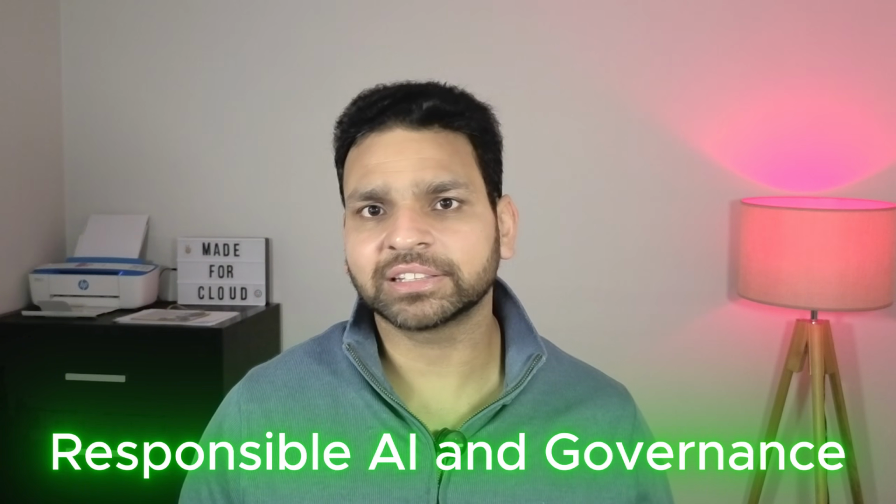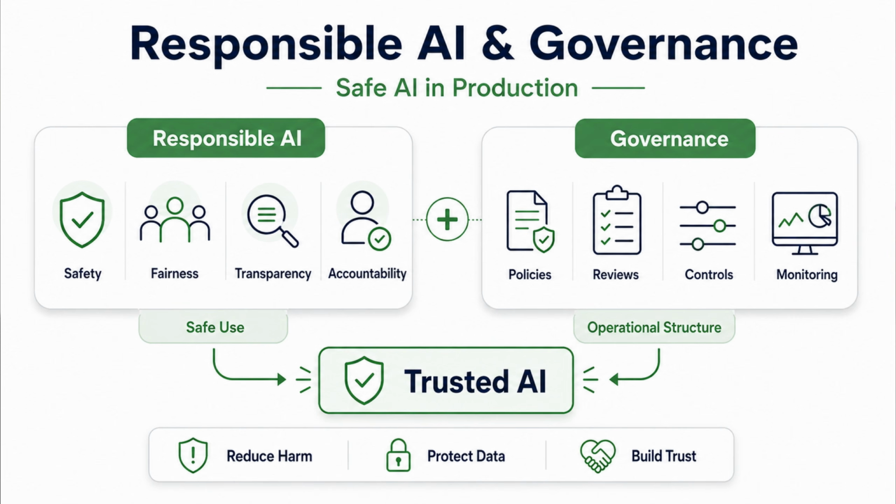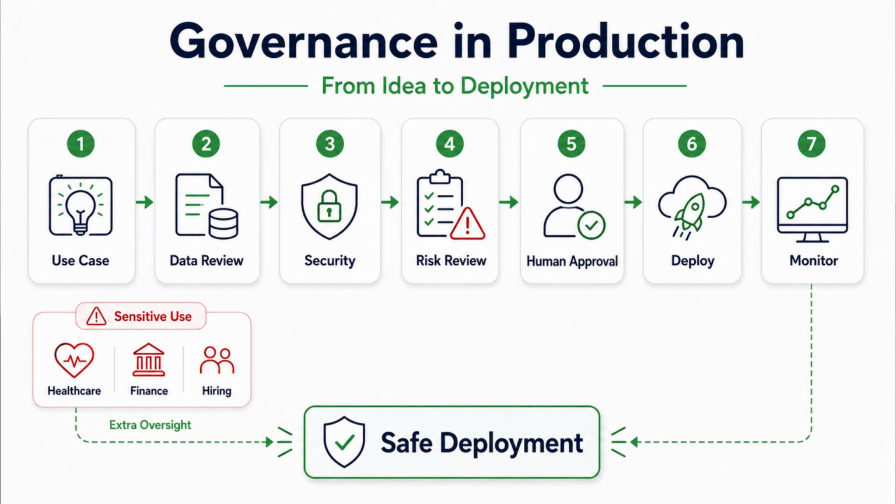Now let's move into responsible AI and governance, because a production AI system must not only work technically but also operate safely, fairly, and accountably. So responsible AI focuses on reducing harm, explaining limitations, and ensuring the AI system behaves appropriately within organizational and societal expectations. Governance provides the operational structure around this, including approvals, risk reviews, monitoring, and compliance processes.